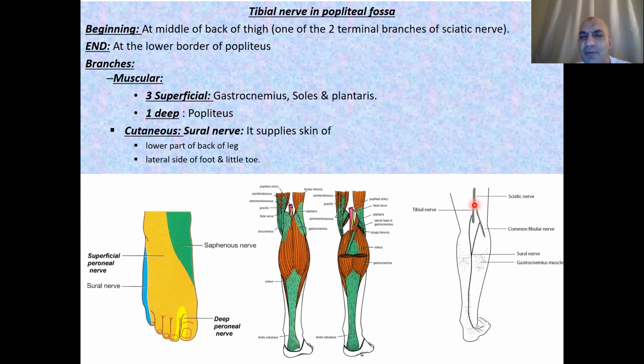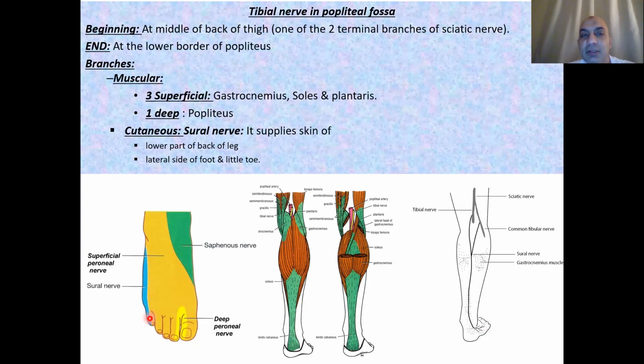Cutaneous, we have a nerve called the sural nerve. Sural means the calf. The sural nerve supplies the lower part of the back of the leg and the lateral aspect of the foot, including the little toe. Do you see this area with baby blue? It is the supply of the sural nerve, the lateral aspect of the foot, including the little toe.